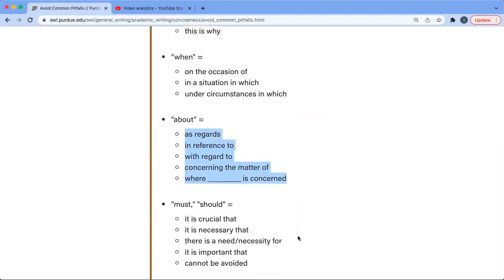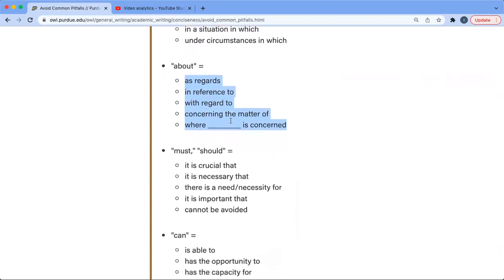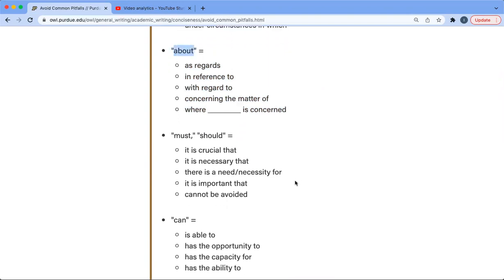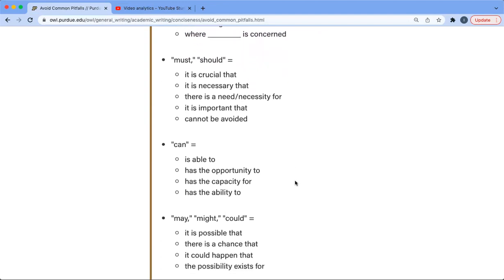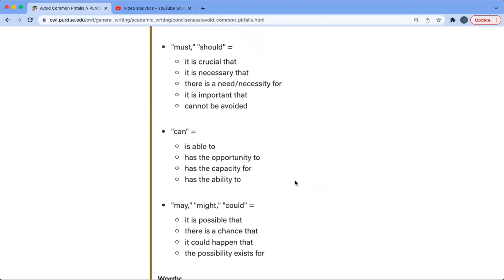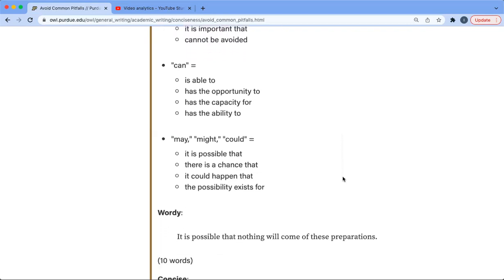There's another list, for example, in regards to, in reference to, with regards to, concerning the matter of, where something is concerned, that can be simply replaced by about. Try some of these other phrases that I'm just posting here in the comment box. For example, you can start your writing by these phrases and then try to see if you can replace them with one word. That's the question that you always need to ask yourself.